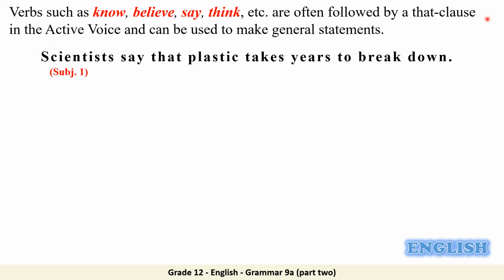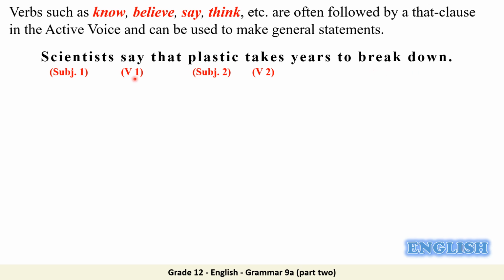Scientists is the first subject, whereas plastic, which takes years, is the second one. What about the verbs? Say, which we call the introductory verb, is verb number 1. Takes years, that's the main verb. Takes years is verb number 2. Do we have an object here? No. What about to break down? This is a complement. Sometimes we have an object following the main sentence, the sentence telling us about the issue in hand. Sometimes we just have a complement. There is no object. Okay.